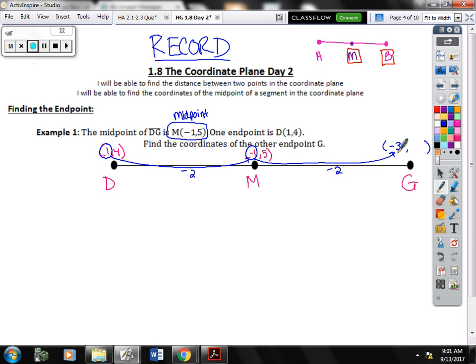Now, the y coordinates are going to have a different relationship or pattern between them, so we're going to look at them separately. So now let's go to the y's. 4 went to 5, so the y value actually increased 1. So you're going to continue that pattern, and you're going to increase 1 again. And that's your answer. So the answer is G is -3, 6. Okay, that's the easiest way to do it.